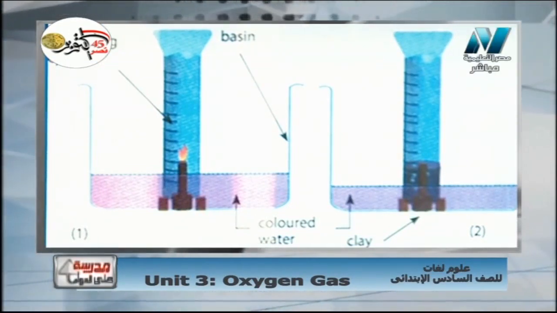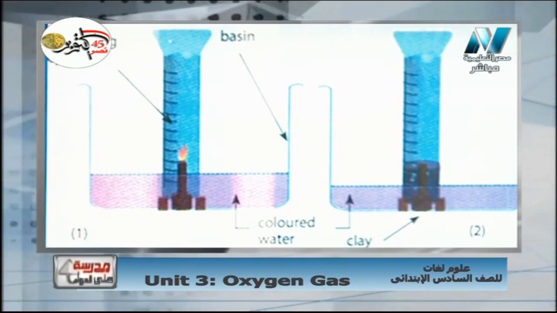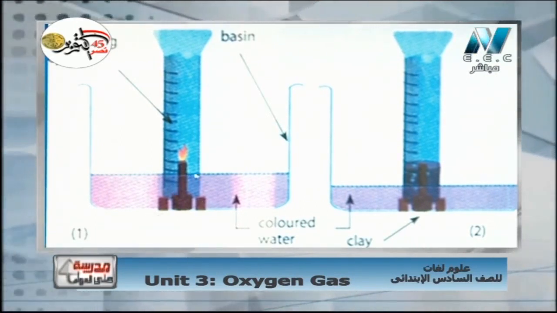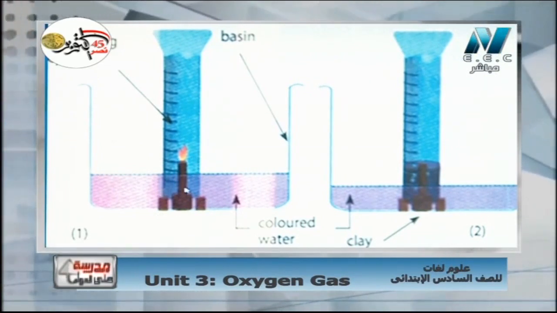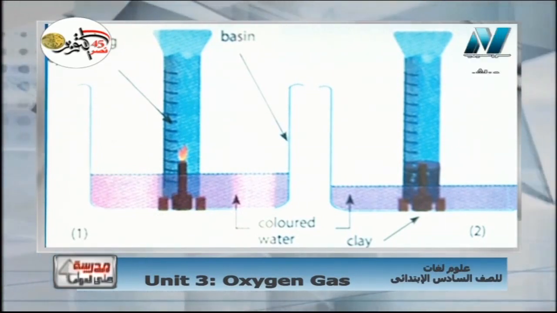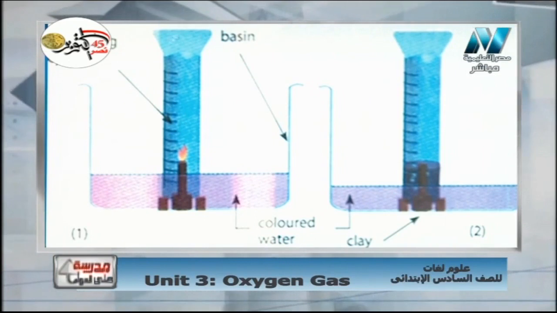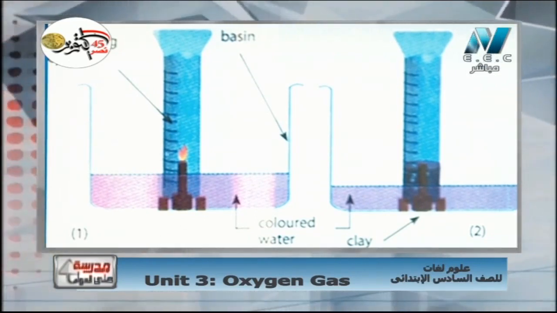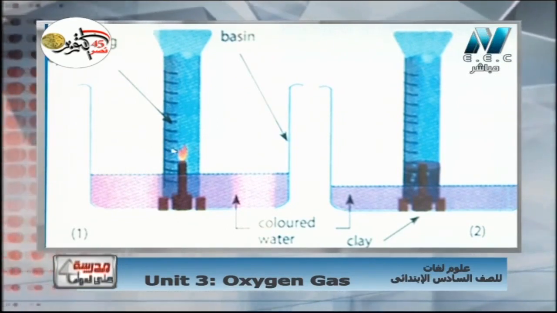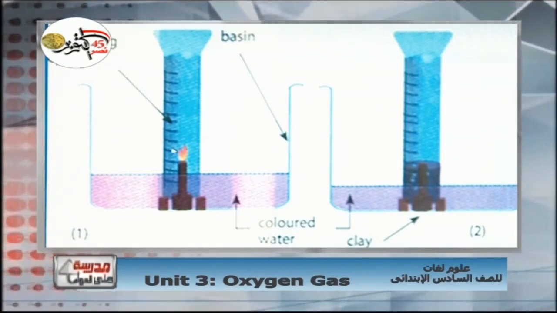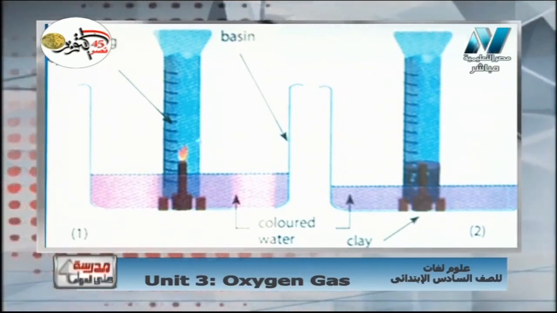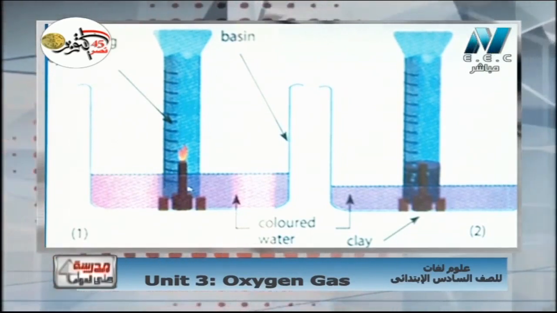If I put a candle like this on a basin of water and fix it with the wax, we will fix a candle with melted wax in a basin of water, and invert a cylinder over this candle. What will you notice? The flame of the candle will go off. After a while, the level of water rises, or raises to a certain extent.